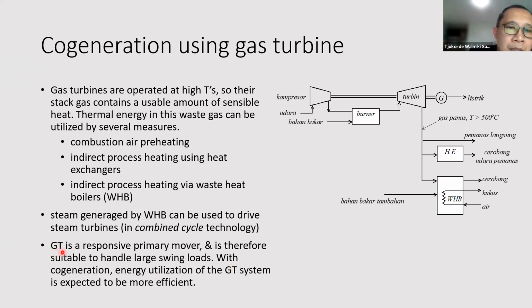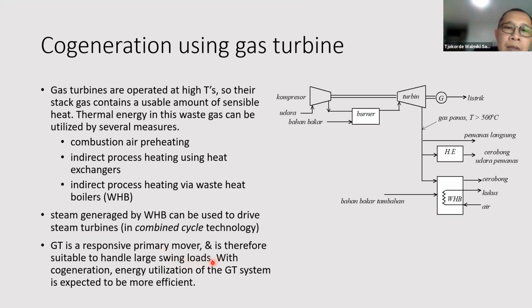Okay, GT is an industrial term, industrial lingo, for gas turbine. Okay, so a GT is generally regarded as a responsive prime mover. This is not primary, okay, that's prime mover. Responsive meaning the gas turbine can follow load fluctuations very well. You can increase or decrease the RPM considerably compared to a steam turbine. Therefore a GT is suitable to handle large swings of power load.